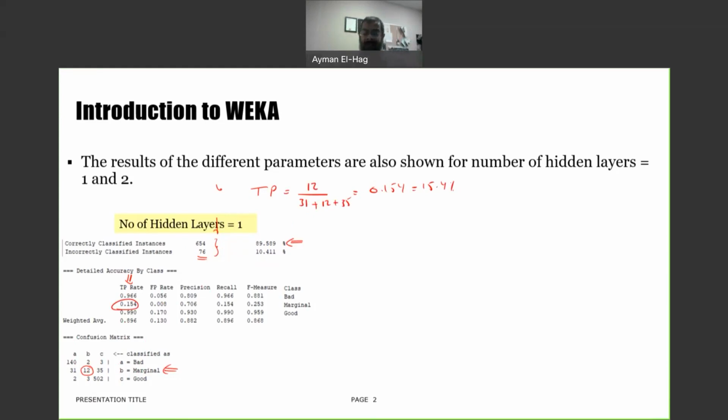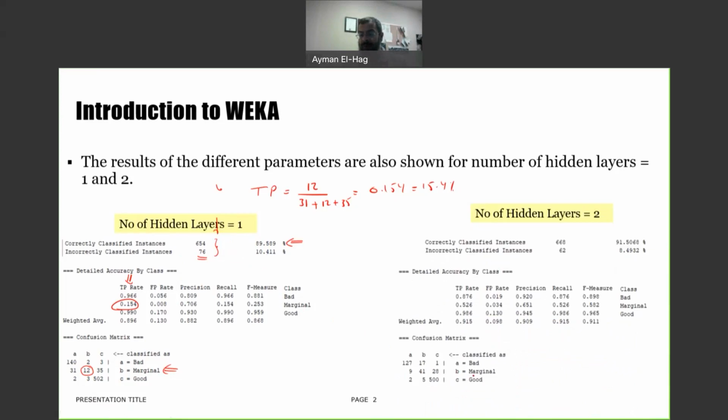Now, when we increase the number of hidden layers from 1 to 2, we have an improvement on the marginal. Compare this to this, a good improvement. The overall accuracy increases. Okay, and we look at the true positive rate. It jumps from 15.4% to 52.6%, which is not bad, but still, compared to the other cases, it's not that good. So we have like a 50% chance, if I have a marginal case, that it could be misclassified or correctly classified. The question is, how can we deal with this imbalance in the data?